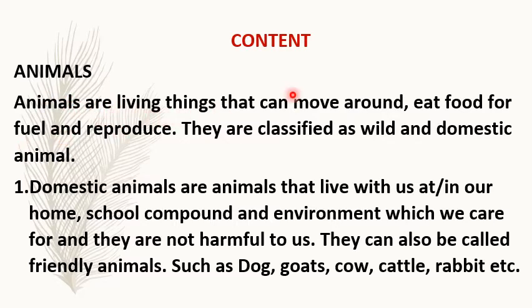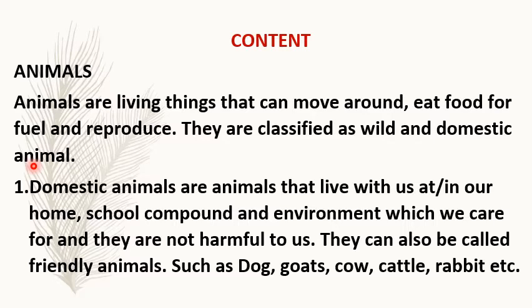Animals are living things. They can move around, eat food for fuel and reproduce. When we say eat food for fuel, we do not mean it is eating petroleum. No, it eats food for fuel, that is for strength, for energy to do things. They are classified into two: wild and domestic animals.